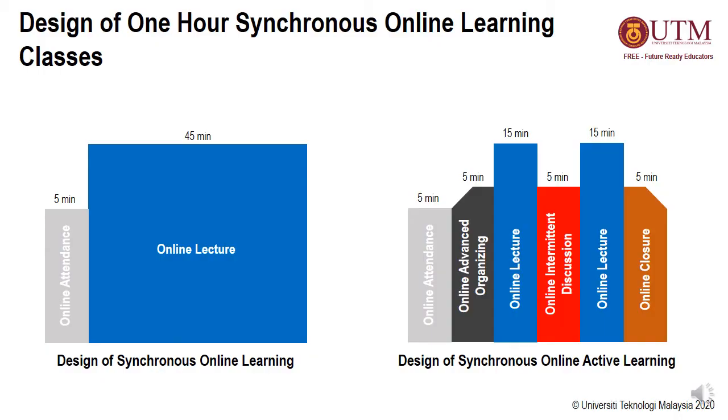These are two examples of 1-hour synchronous online learning class design. At the left-hand side is the common design of synchronous online learning class. I do believe most of us are quite familiar with this design. On the other hand, at the right-hand side is an example of synchronous online active learning class design using Bookend approach. It can be clearly seen that there are several activities between lectures.